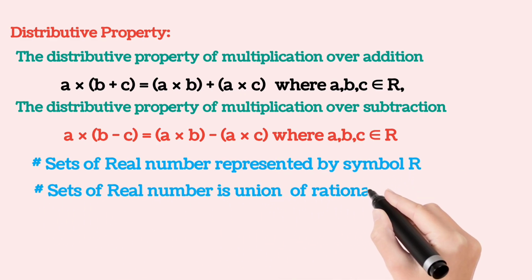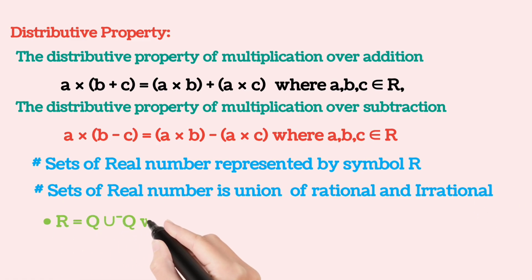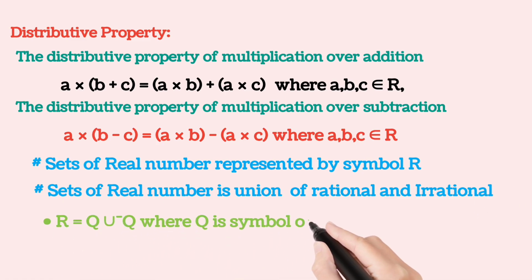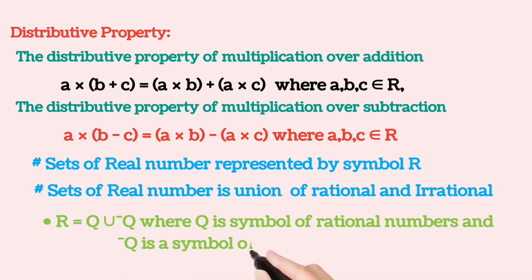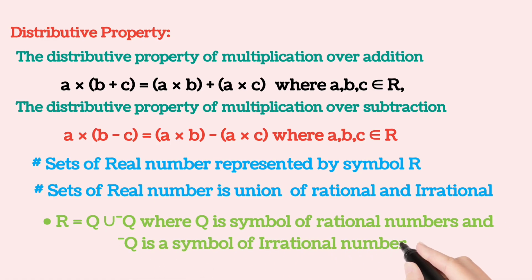Set of real numbers is represented by the symbol R. Set of real numbers is the union of rational and irrational numbers. Real number equal to Q union Q dot, where Q is the symbol of rational numbers and Q dot is the symbol of irrational numbers.